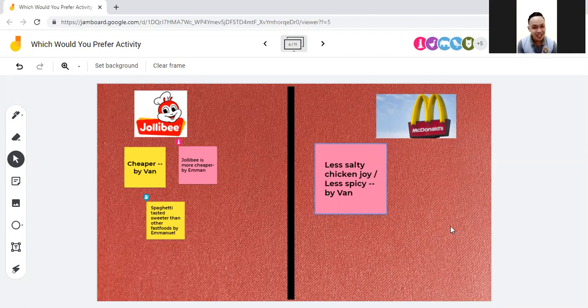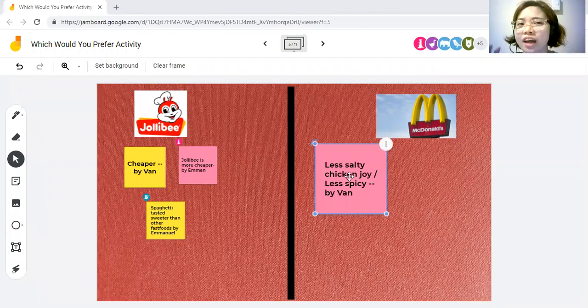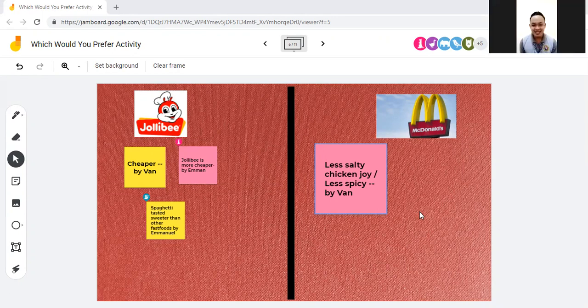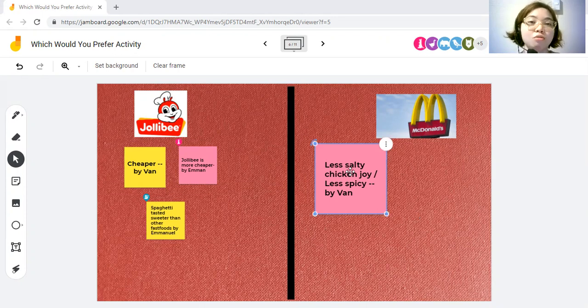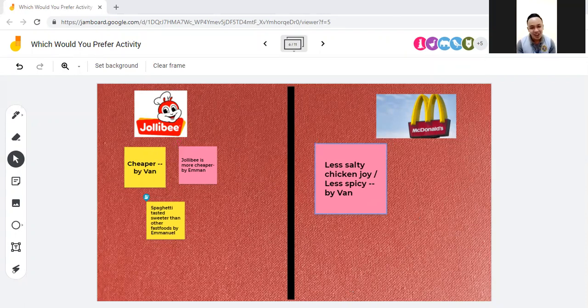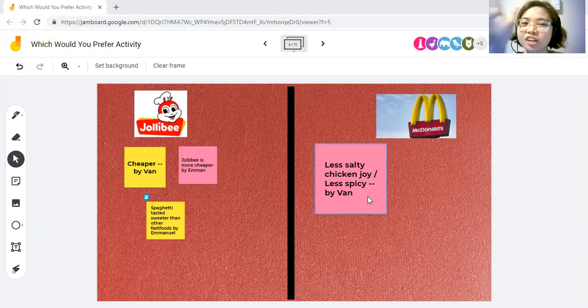We have an answer again from Van. Van, why do you think it's less salty? Chicken Joy. Yes, sir. I guess I also like the chicken of McDonald's. It's less salty, and I also like it, sir. And it's less spicy compared with Jollibee, sir. But don't you think, Van, that the chicken in Jollibee is called Chicken Joy, and at McDo, it is chicken McDo? Okay, thank you for sharing your thoughts.